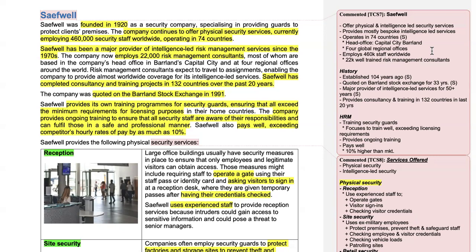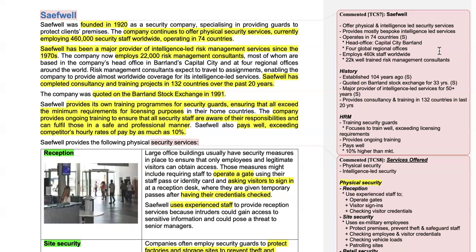And they are operating across 74 countries, which is a significant strength because we have a global presence and it's easy for us to drive business given our global presence. So that's exactly why I've mentioned it as a significant strength. And our head office is located in the capital city of Berlin, which is our home country. And we have 4 global regional offices as well. It's not too easy to manage operations which occur in 74 different countries via one single head office. That's exactly why we have come up with regional offices as well.